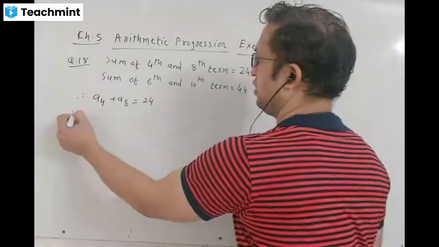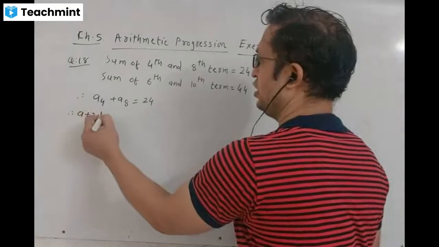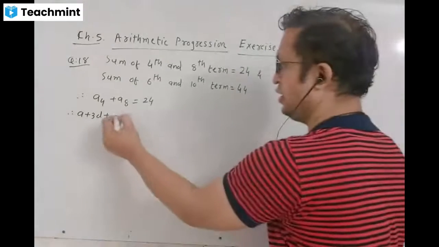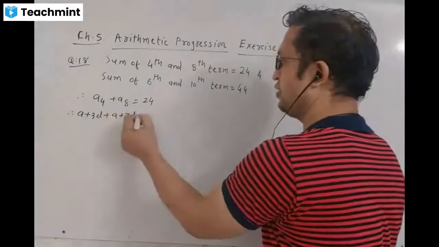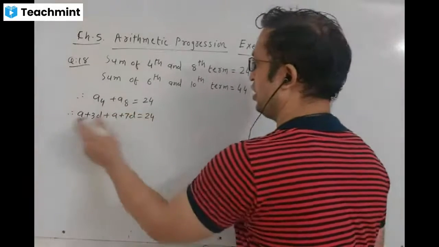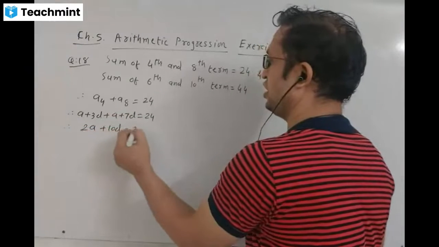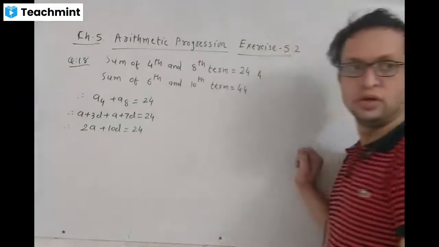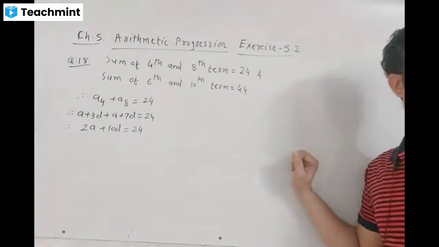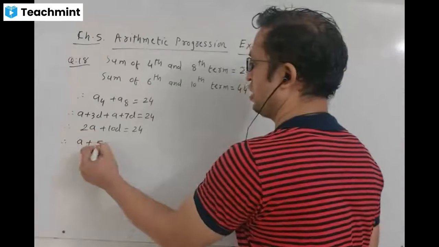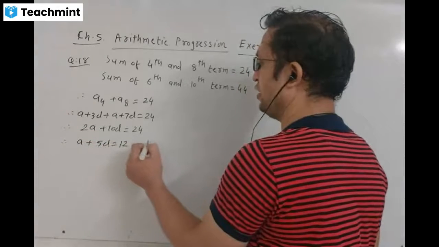Therefore A4 is equal to A plus 3D. What is A8? A8 is equal to A plus 7D. So A4 plus A8 gives 2A plus 10D, which is equal to 24. Dividing the whole equation by 2, A plus 5D is equal to 12. That is equation 1.